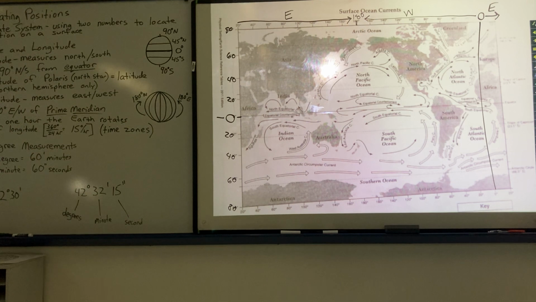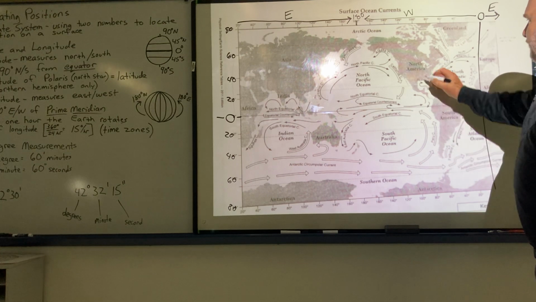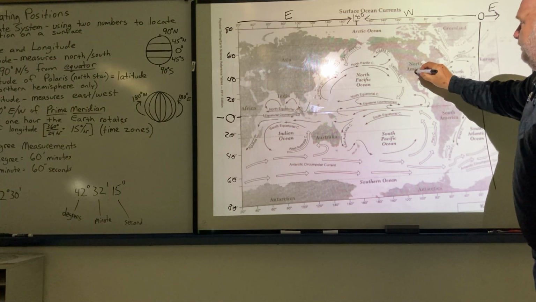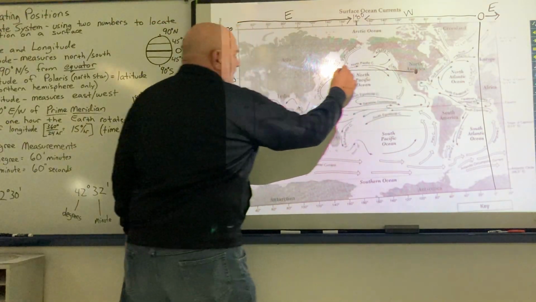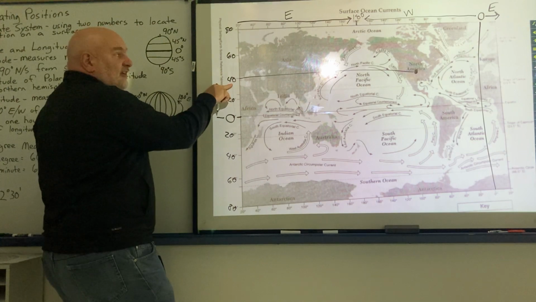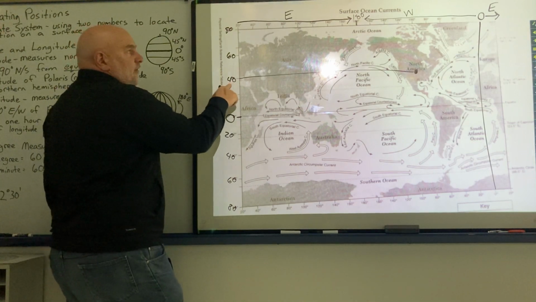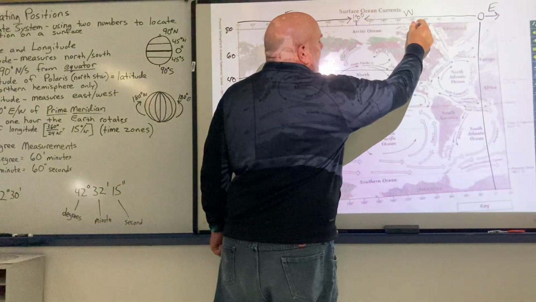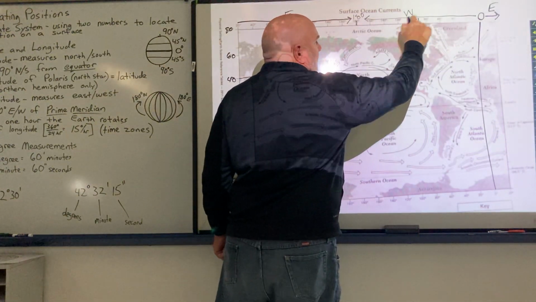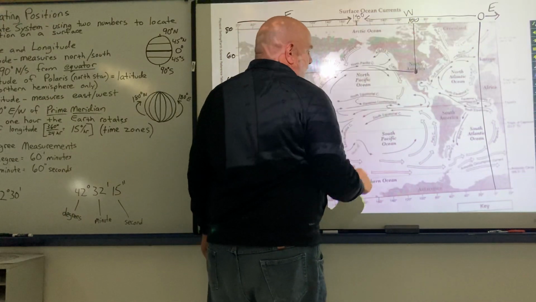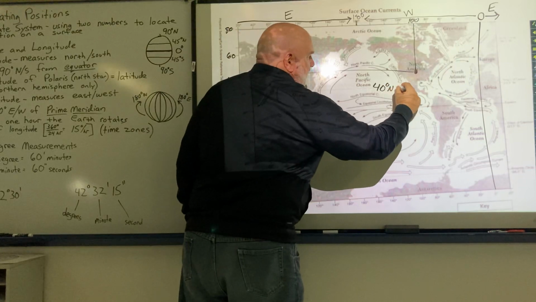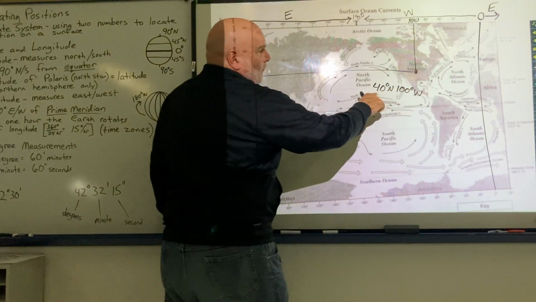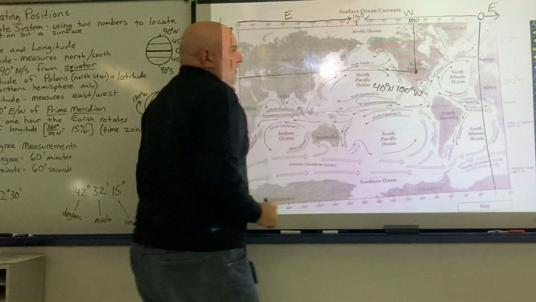So if I was going to describe the location of, say, that point right there, all right? How I would describe it is I have a latitude, it's 40 degrees north latitude, and it would be about 100 degrees west longitude. So that point right there would be 40 degrees north, 100 degrees west, that point right there, all right?